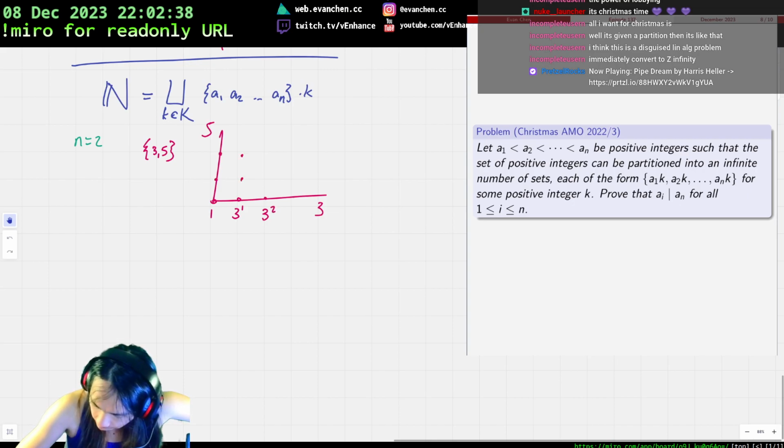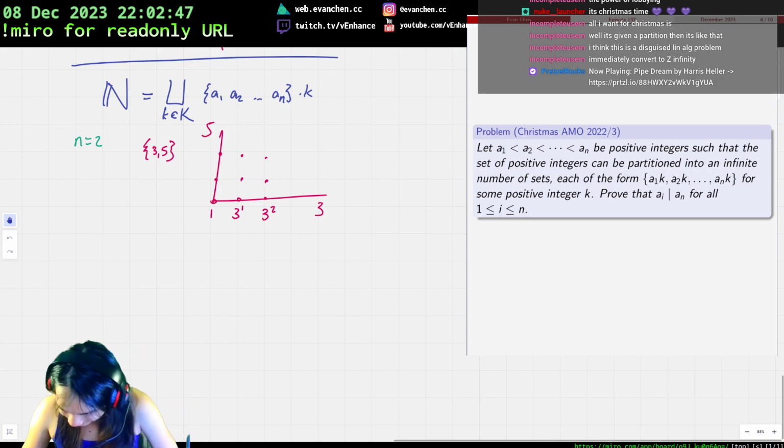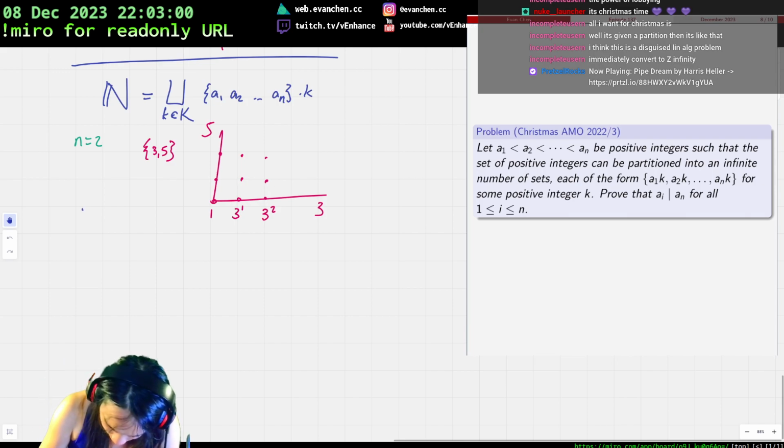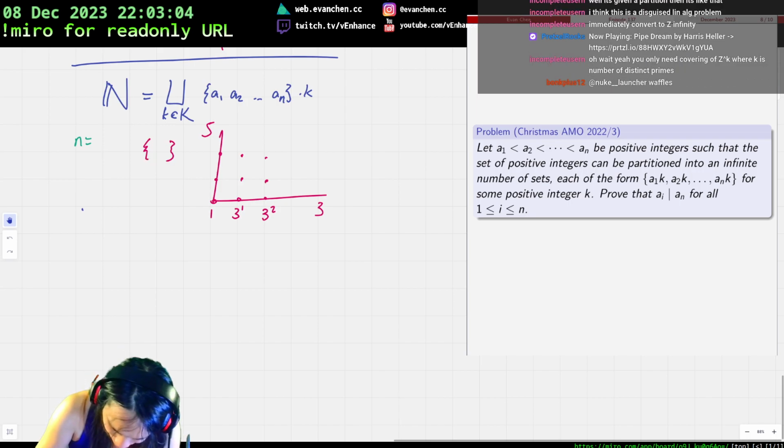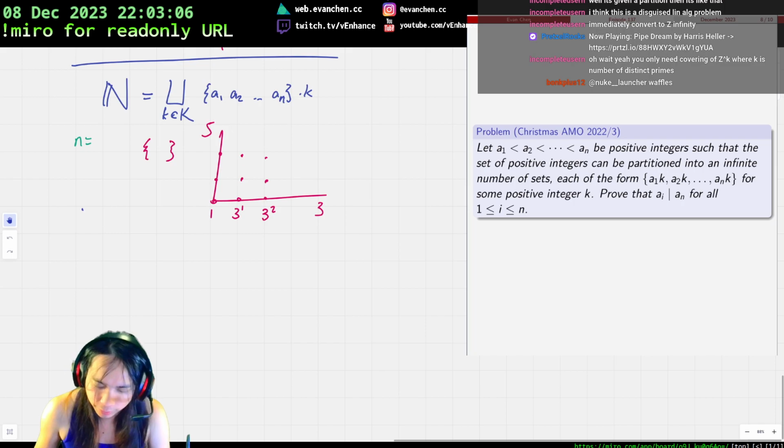And the question is, why can't I partition this lattice into... Wait. Oh, 3, 5 is stupid because I can't cover 1. Okay, maybe this was not a great example. Crap. So n equals 2, never mind. For n equals 2 you actually need to have a 1 to cover the 1, so it's kind of silly.